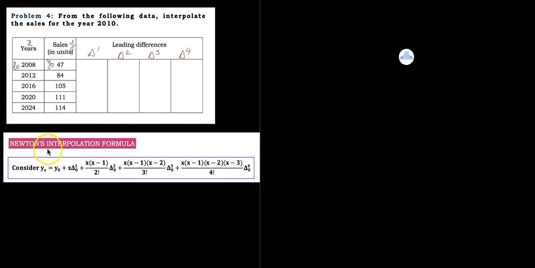So let us first write Newton's interpolation formula. Consider yx equal to y0 plus x delta naught to the power 1 plus x into x minus 1 by 2 factorial delta naught square plus x into x minus 1 into x minus 2 divided by 3 factorial delta naught cubed plus x into x minus 1 into x minus 2 into x minus 3 divided by 4 factorial delta naught to the power 4.